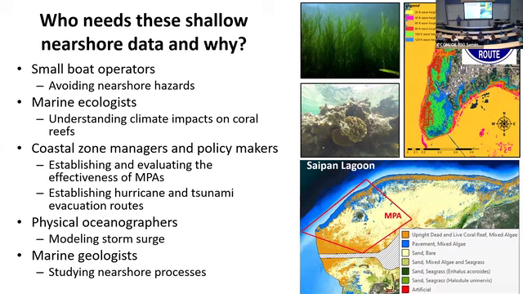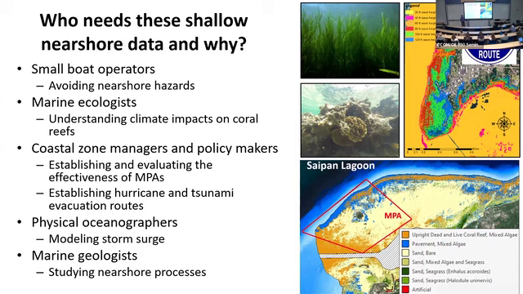But I think it's a bit unfair. I certainly know small boat operators who are extremely safety conscious and are definitely looking at chart data and will probably rely on it even more if we could give them better data in those nearshore areas. So I've got that as number one. Number two, marine ecologists. And I'm going to talk later about some outstanding work with Jen Dykstra in the Florida Keys, understanding climate impacts on coral reefs, for example.